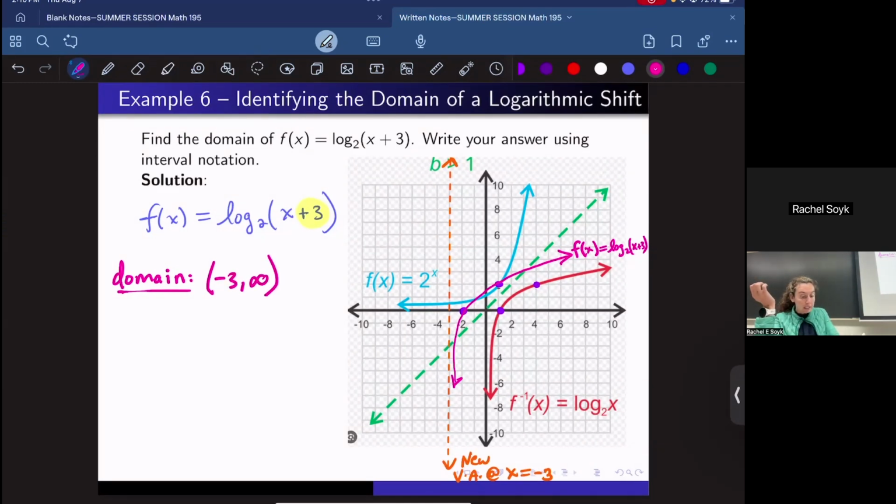So what do we notice? Just like in exponential functions, our vertical shift represented our range, and our horizontal asymptote. Well, our horizontal shift with logarithmic functions represents our domain and our vertical asymptotes. So a lot of patterns when it comes to mathematics.